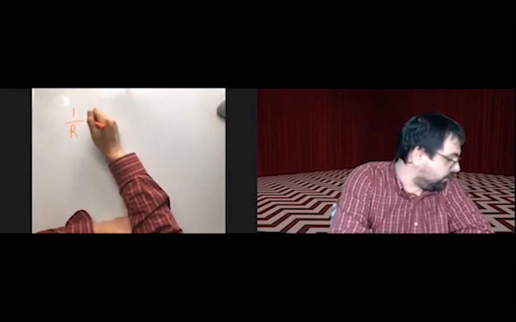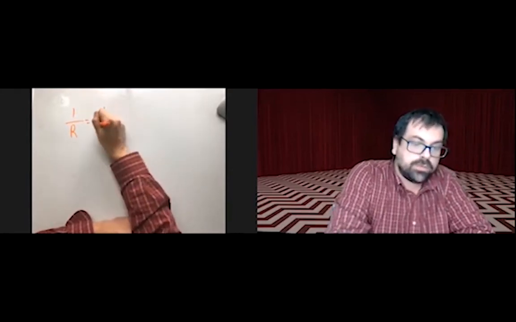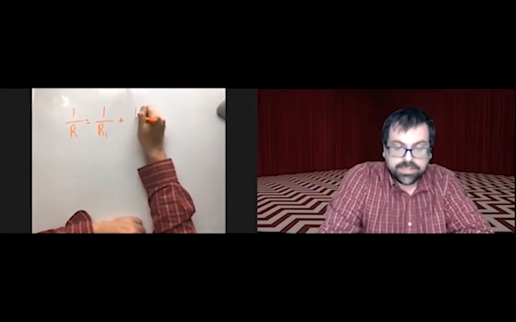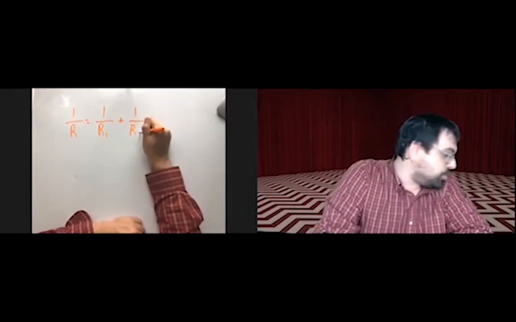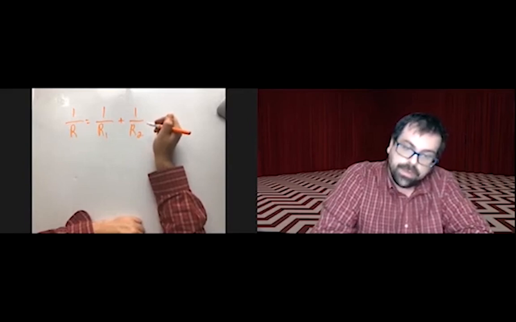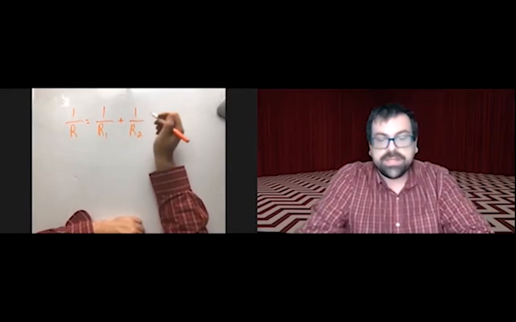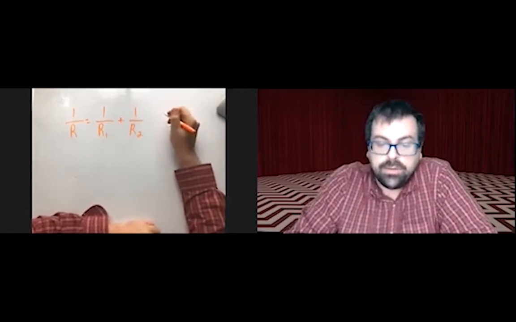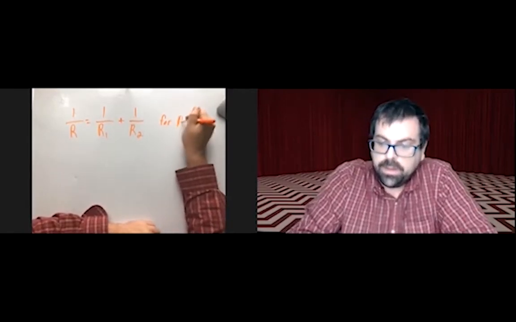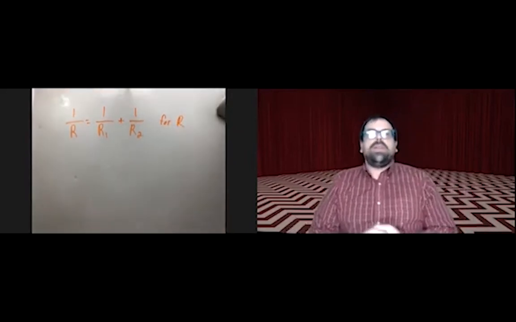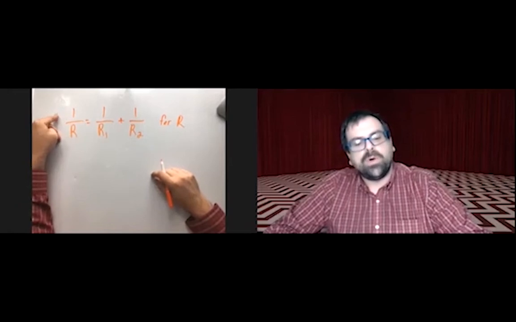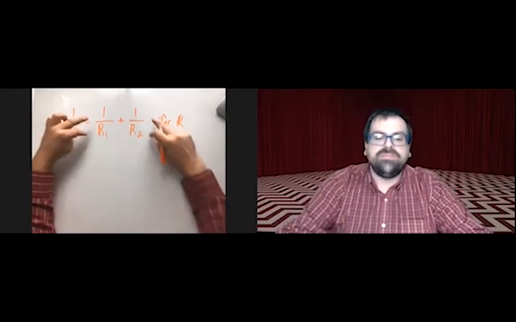One over r equals 1 over r sub 1 plus 1 over r sub 2. Let's solve this for r. Now you might be thinking, hey, this is 1 over r. I can flip this to get r over 1. So I can just flip these too.